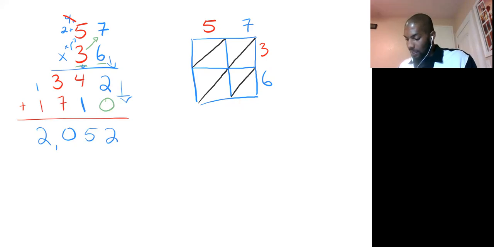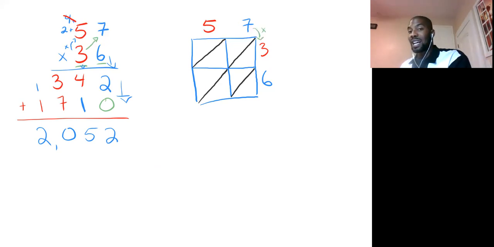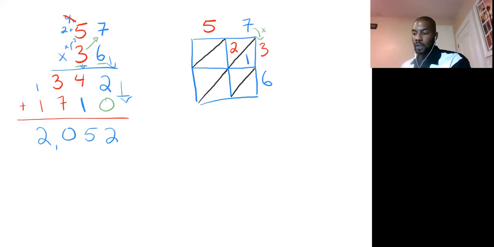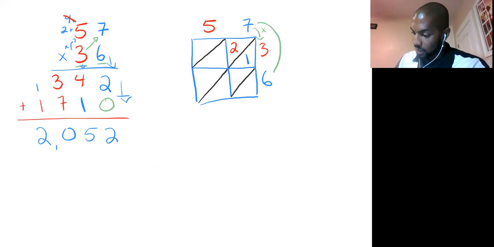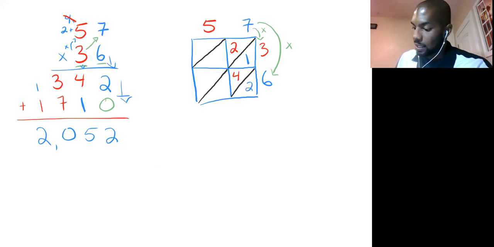So in this first box, I'm going to multiply the 7 times the 3. 7 times 3 is 21, right? So what I do is I take the 2 and I put it here, and the 1, I put it there, 21. Then I do 7 times 6. 7 times 6 is 42. So I put the 4 here and the 2 here. So far, so good?